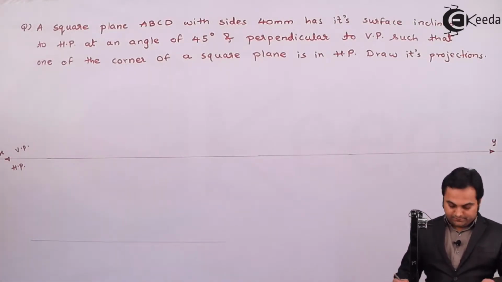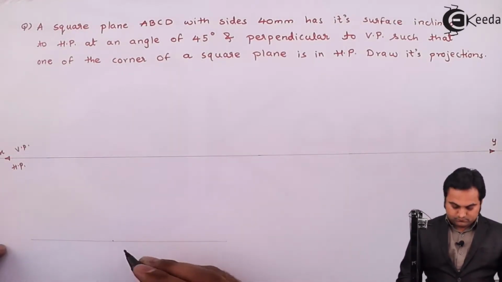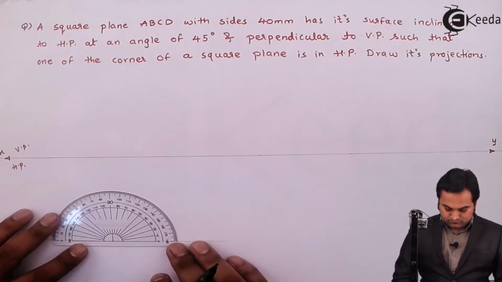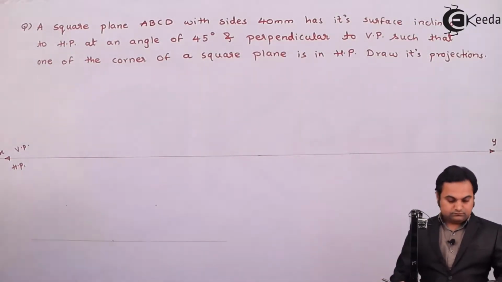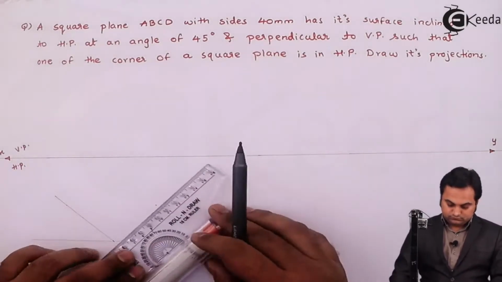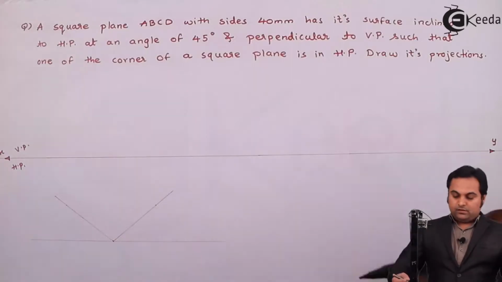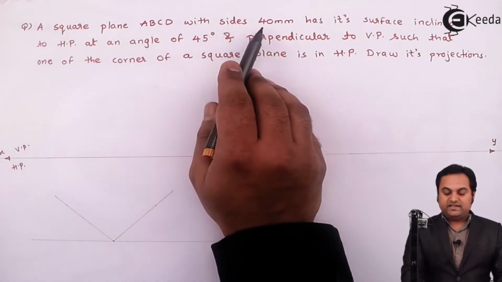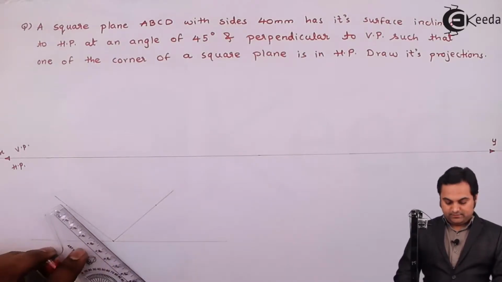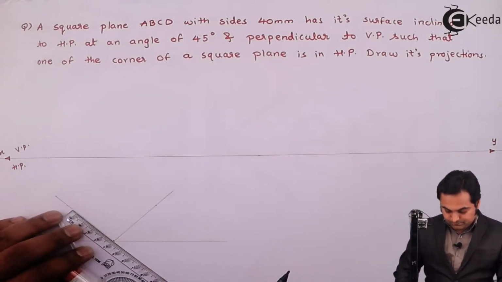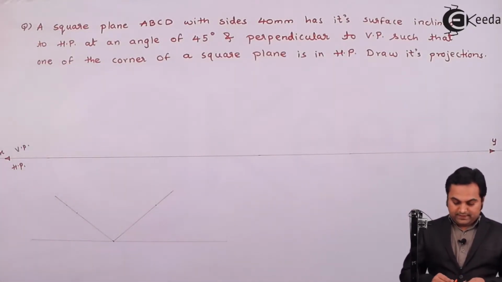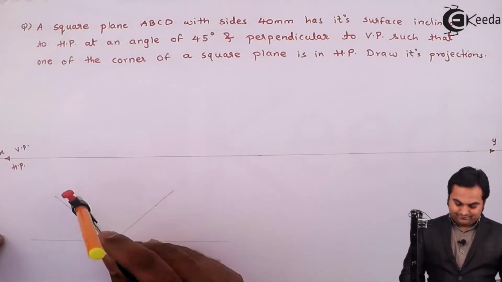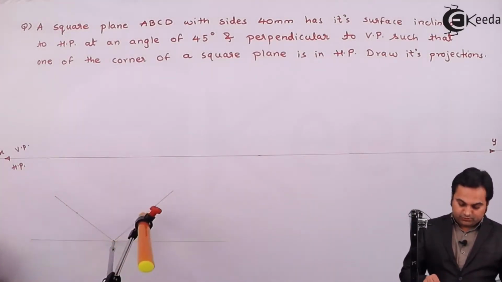Drawing a light horizontal line. Next, since it is resting on one of the corners, measuring 45 degree on both sides. Square plane ABCD with sides 40 mm. So the side is 40. I'll mark it over here. Now this 40 mm I'll measure in the compass, marking it over this line.